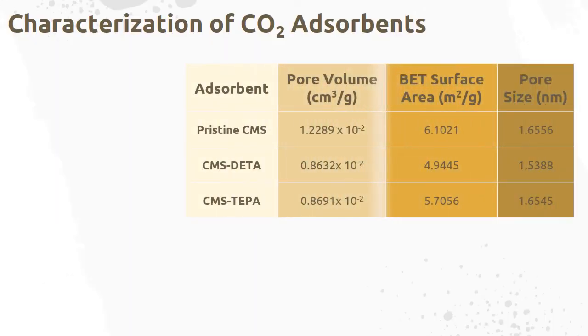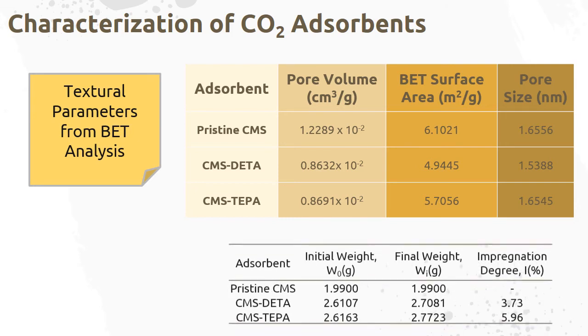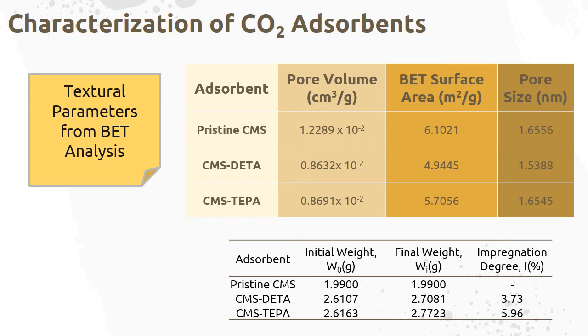This table shows a distribution of CMS textural parameters from BET analysis. As compared to pristine CMS, both aminated CMS exhibit a reduction in pore volume, surface area, and pore size. This is due to the addition of amine, which might penetrate the framework of CMS and occupy the complementary pores. This ties in with the weight change of CMS after amine impregnation.